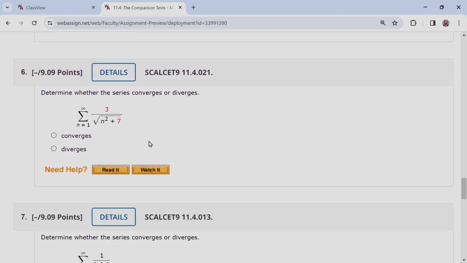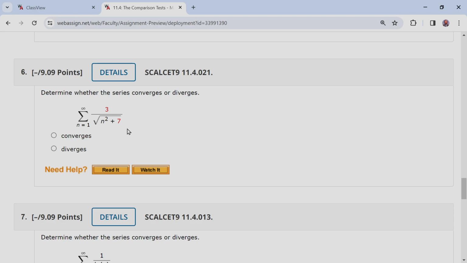So good to know. Determine whether the series converges or diverges. Well, hey, here we are basically 1 over square root n squared, basically. Now the 3 and the 7, right, they become negligible as n gets big. And 1 over square root n squared is just 1 over n.